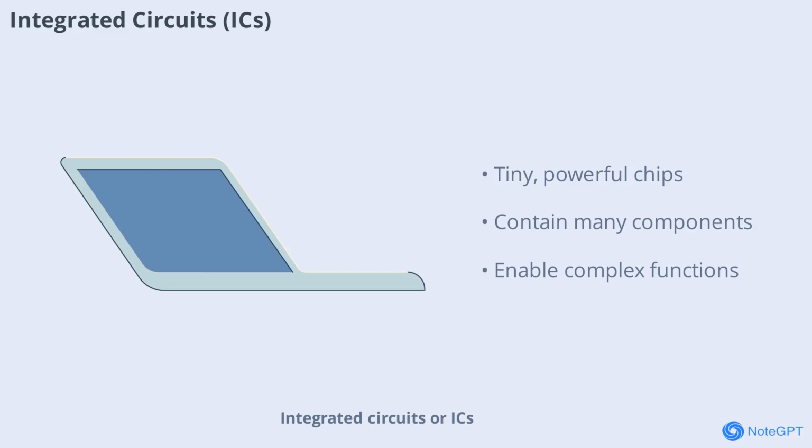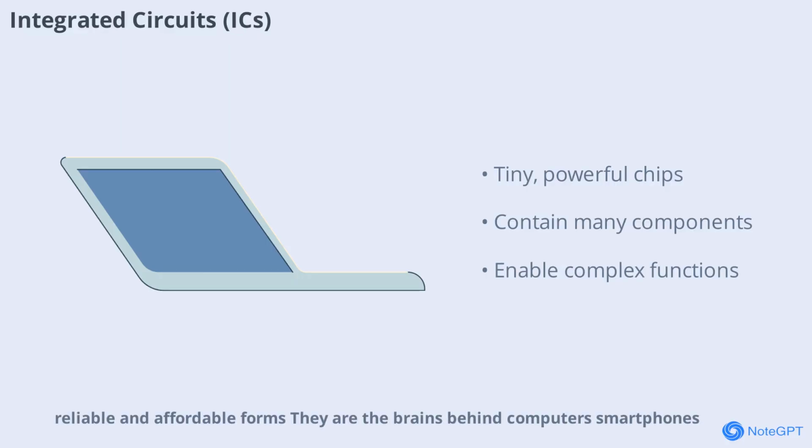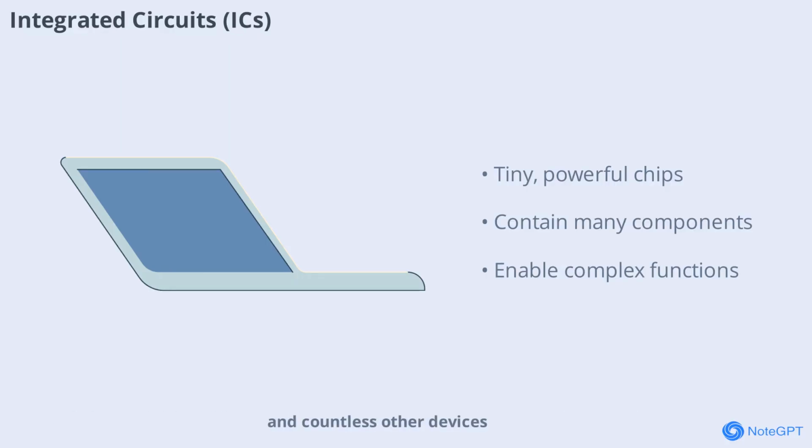Integrated circuits, or ICs, are tiny chips that contain thousands or even millions of electronic components, such as transistors, resistors, and capacitors, all packed into a single package. ICs have revolutionized electronics by enabling complex functions in compact, reliable, and affordable forms. They are the brains behind computers, smartphones, and countless other devices.